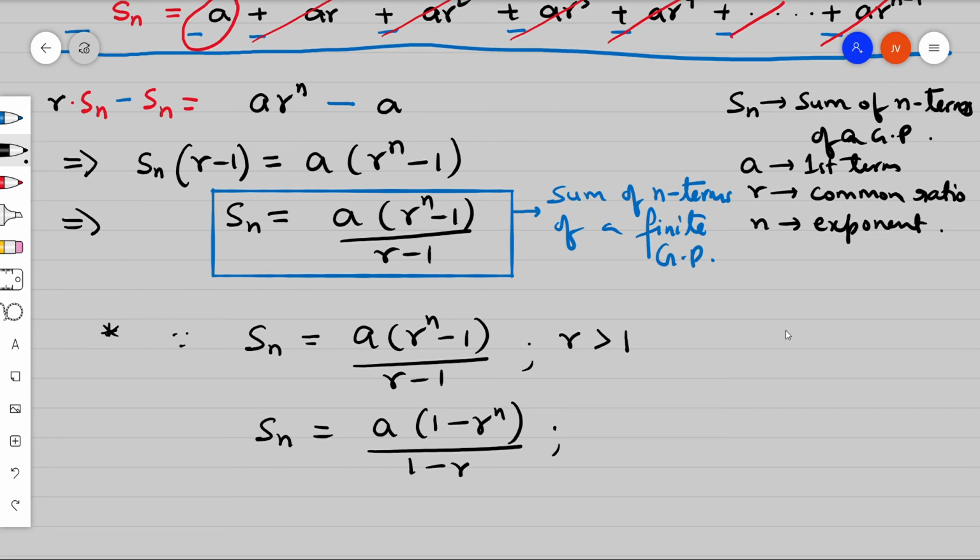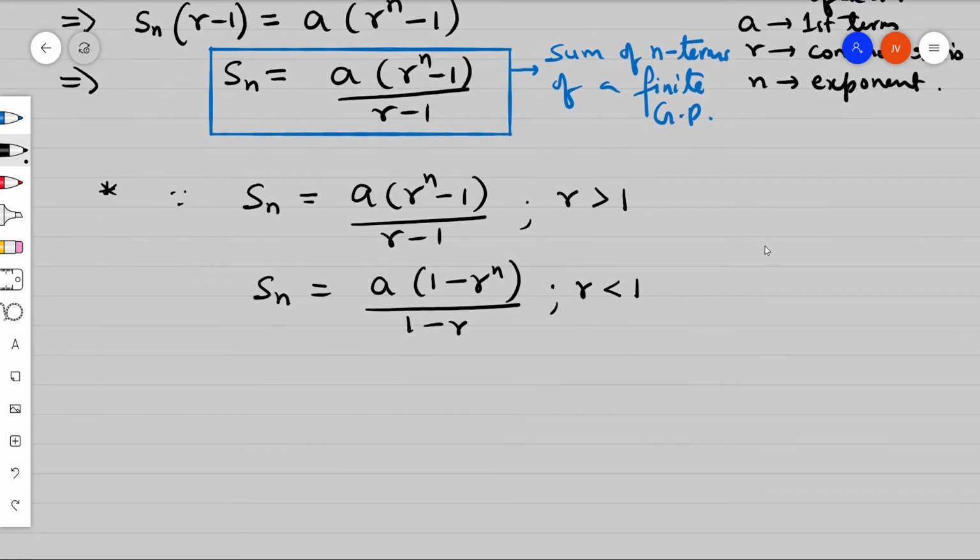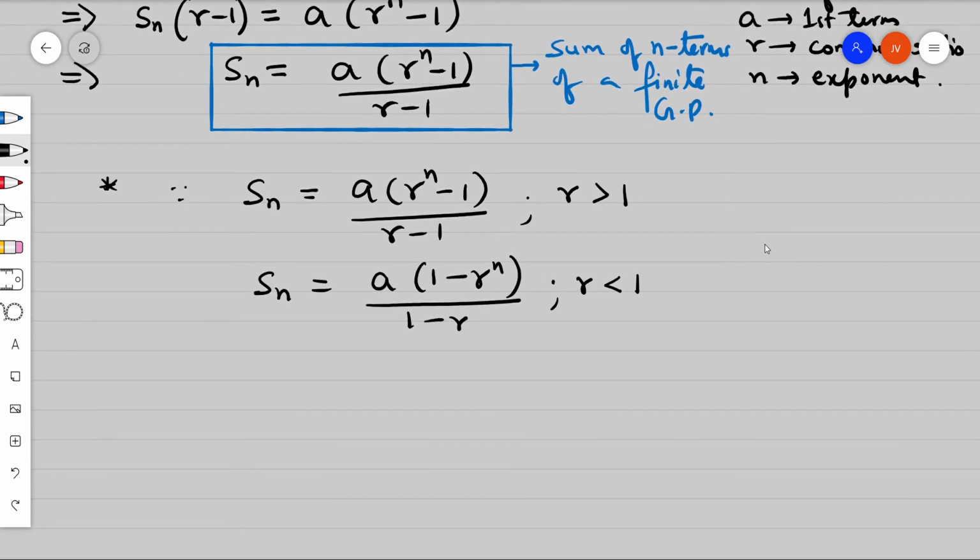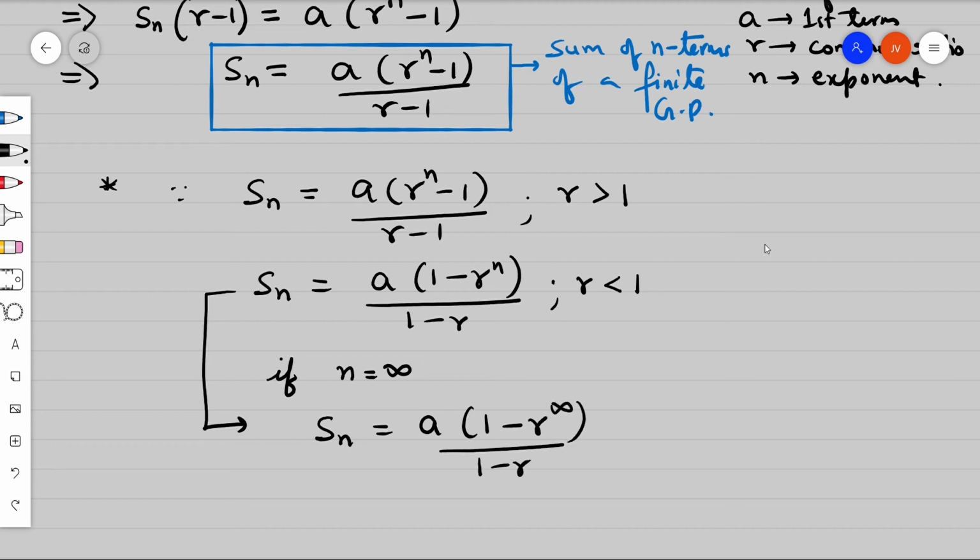The second formula is used if r, the common ratio, is less than 1. Then how do we derive the sum of infinite terms that form a GP? If there are infinite terms, n will become infinite. Then the second expression looks like Sn is a times 1 minus r to the power infinite by 1 minus r.